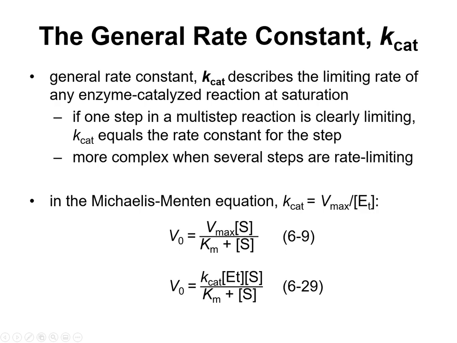But things are usually more complex than that. And you can actually have several rate limiting steps where you have a lot of fast steps and a lot of slow steps, and all the slow steps are about the same rate.